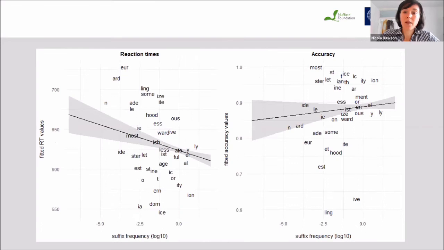You can see this effect a little bit more clearly in these plots, which show the predicted effects of suffix frequency based on the models. So again, reaction time is on the left and accuracy is on the right. And then layered on top, you can see some example suffixes plotted by frequency along the x-axis and mean response values, either reaction times or accuracy.